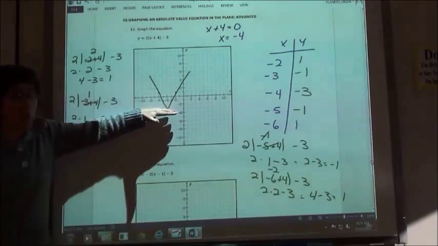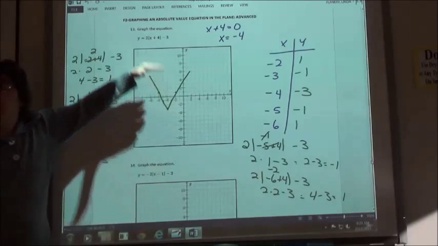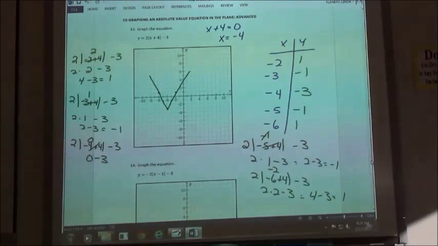Be careful that you don't go beyond the vertex when you draw that. You can't go below that. It should look like a V when you're done. But when you do an absolute value equation, it's going to look like a V or an upside down V, depending on if your coefficient is negative or positive.